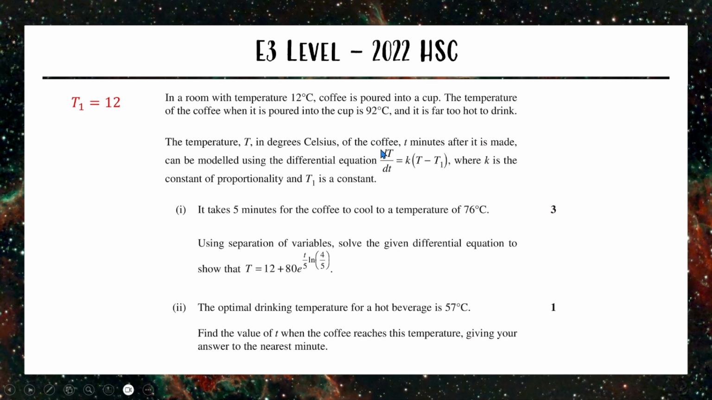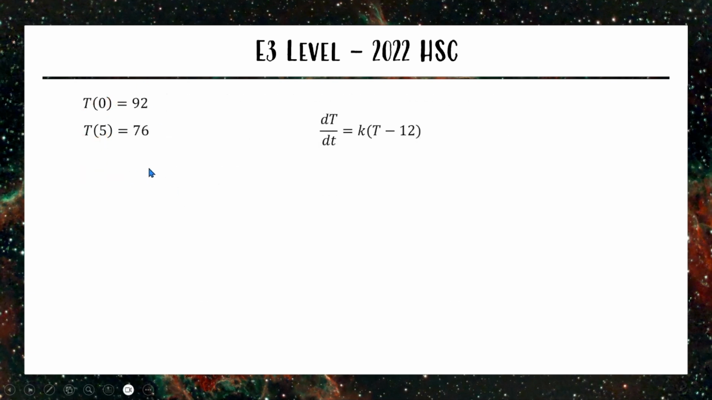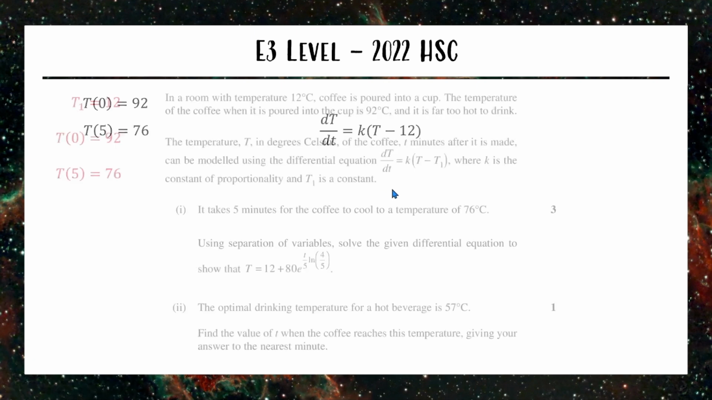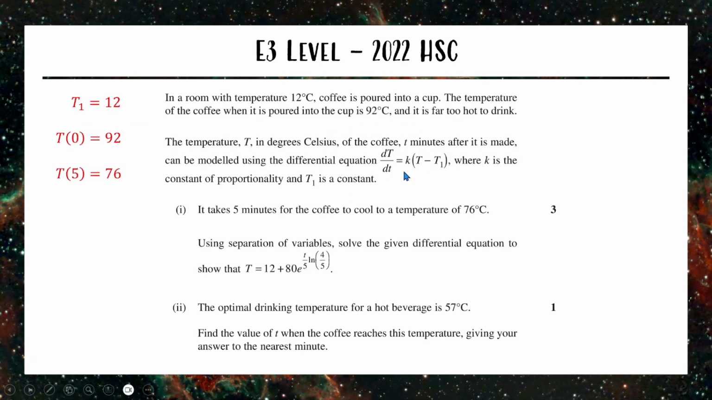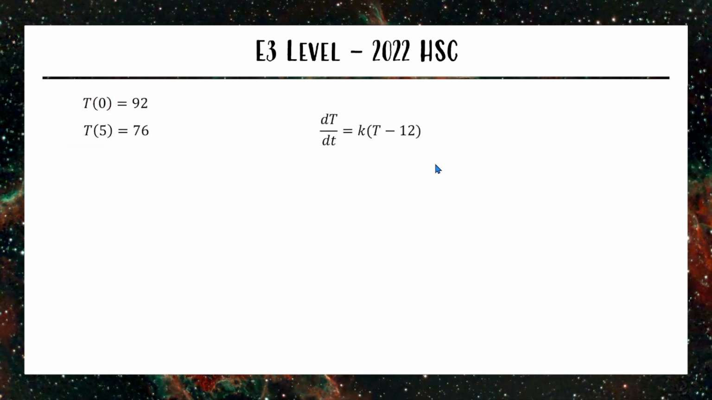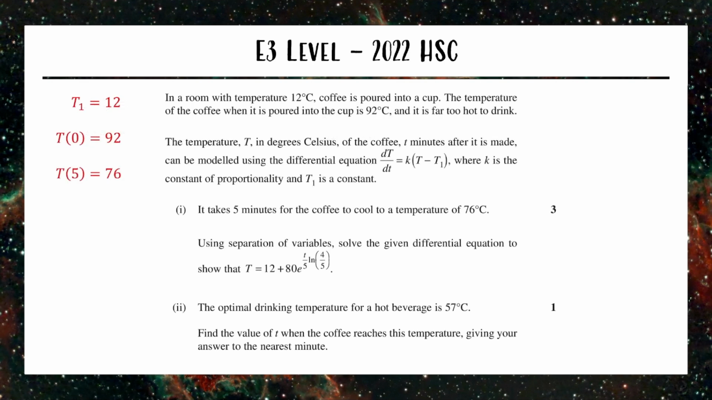Some more information we can extrapolate. It says that initially the coffee is 92 degrees, so the temperature at time equals 0 is 92. And it says after 5 minutes we've cooled to 76, so T(5) is 76. Here's our information. Here is our equation. Let's see if we can go ahead and solve this. Notice that I've just rewritten the equation, but I've changed the T1 to a 12. Now our goal is to solve this equation and make it look like this. Let's dive right into it.